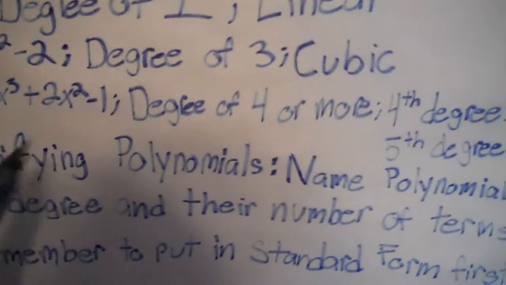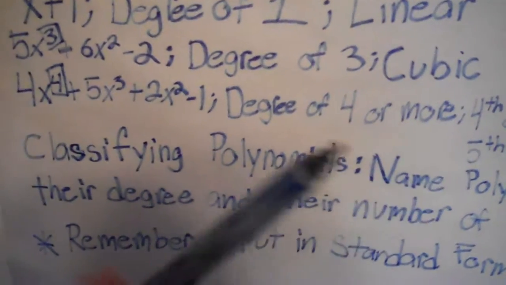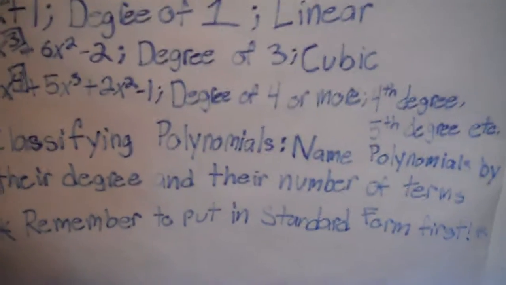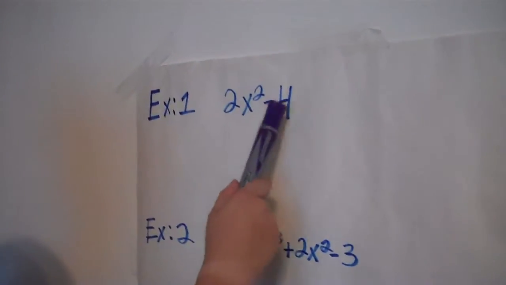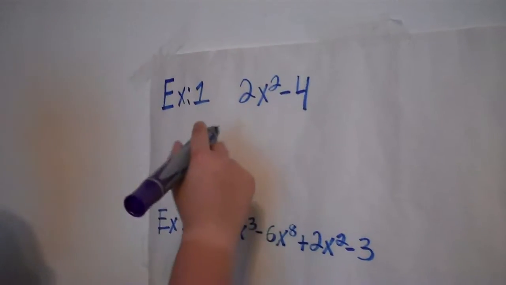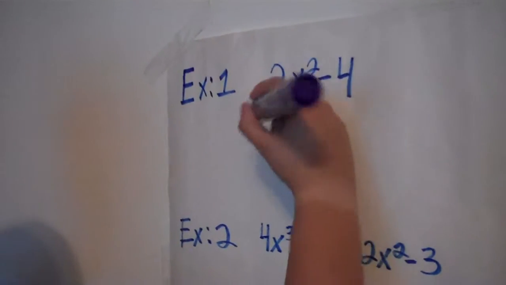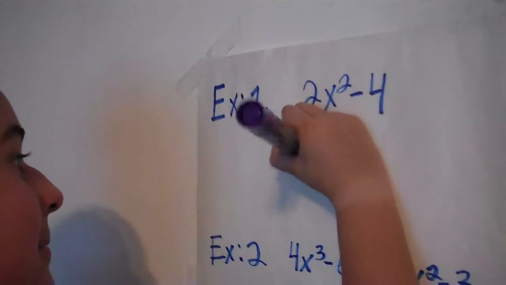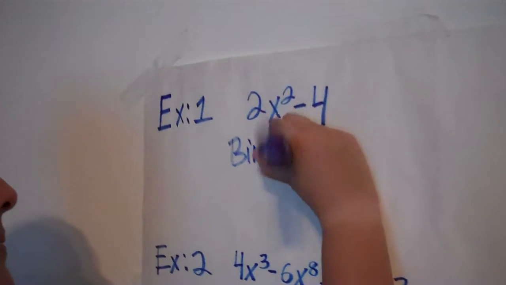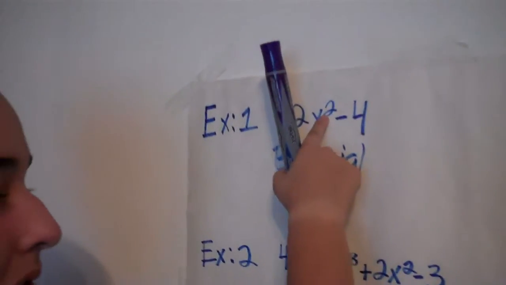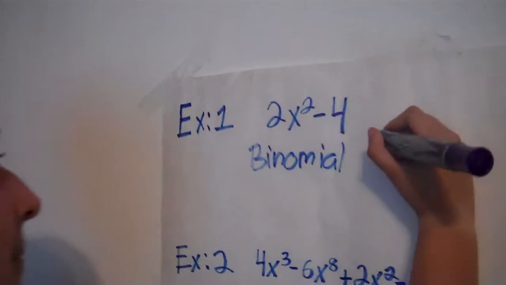Classifying polynomials. Name polynomials by their degree and their number of terms. But we have to remember to put it in standard form first. So we go over here. My first example is 2x squared minus 4. All we have to do here is name it. Since it's only two terms, it is a binomial. And since its highest exponent is 2, it is quadratic.